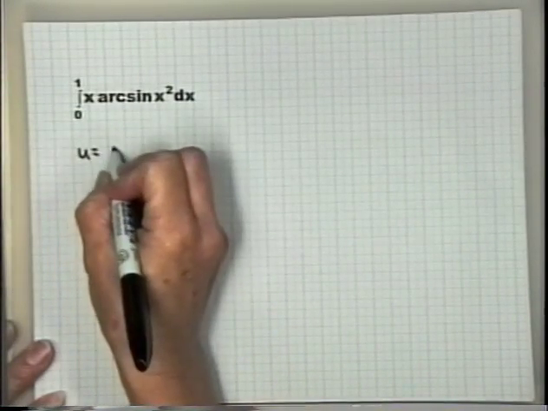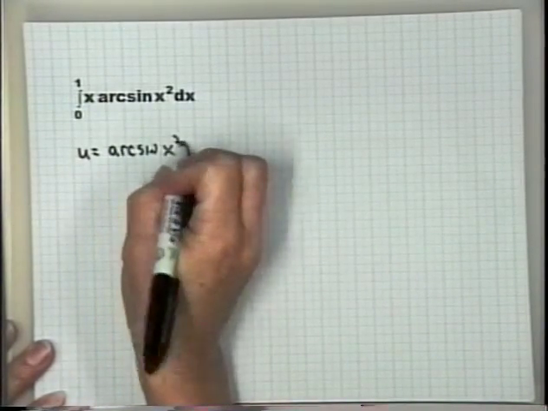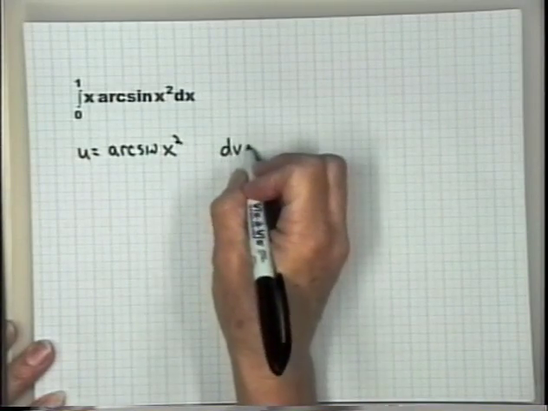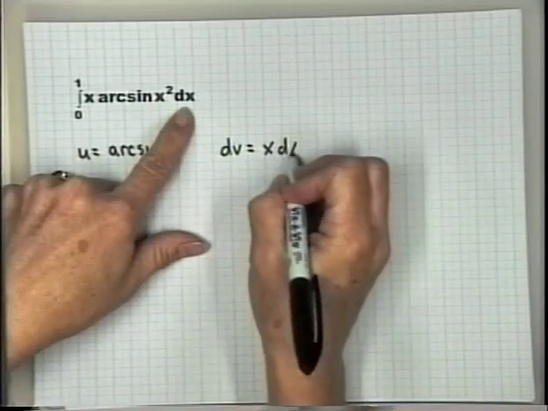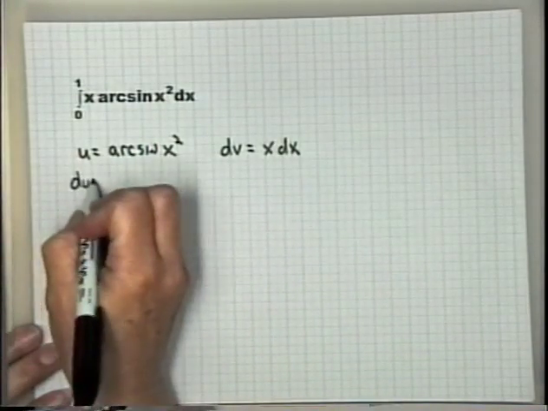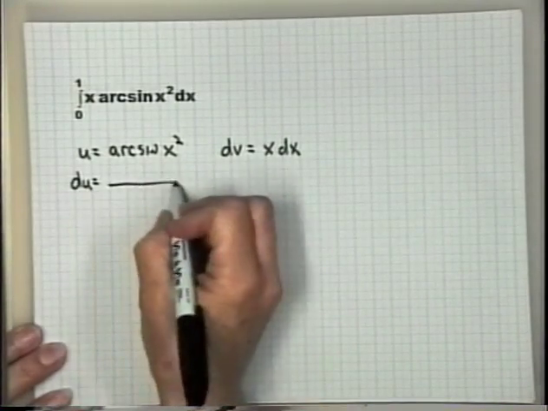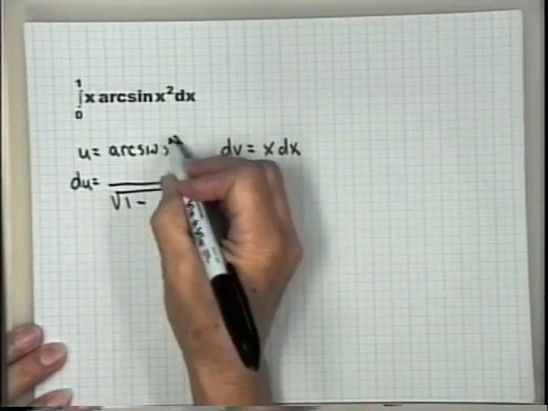So we're going to let u equal arc sine x squared. And then notice this time for dv, I still have an x times this dx, don't I? All right, let's get our du. Since this is an arc sine, we'll draw a fraction bar, square root 1 minus whatever this argument is, we square it.